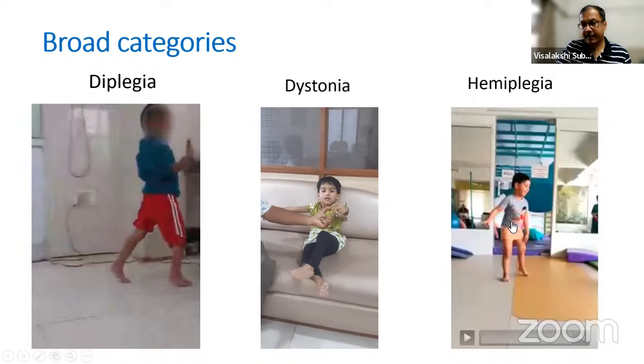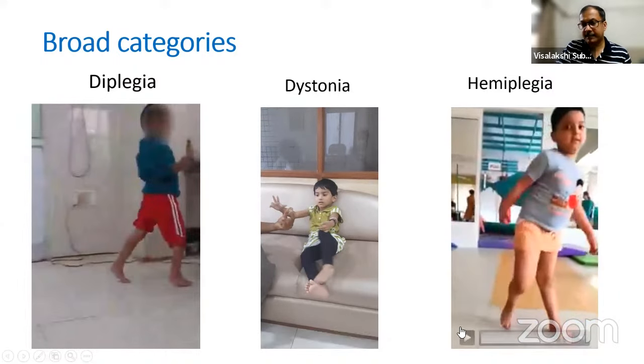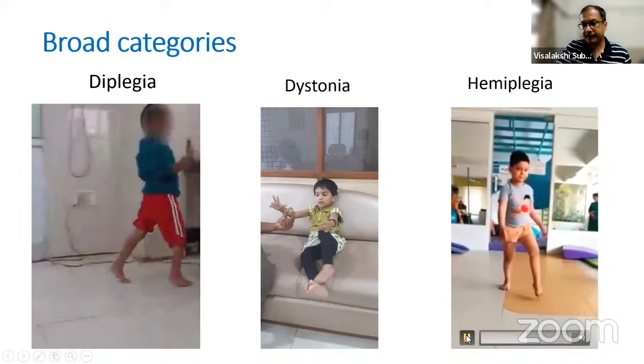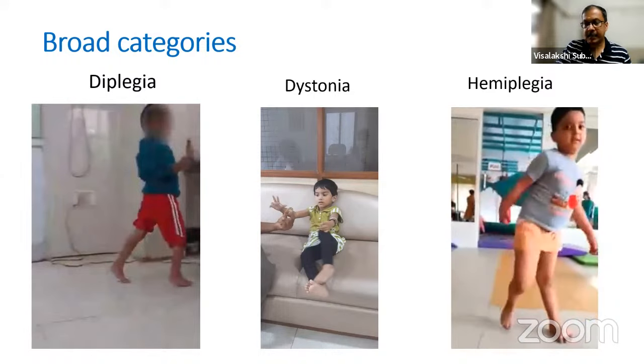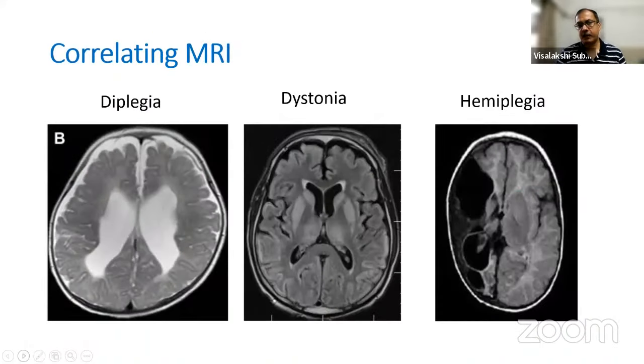Or you could have a hemiplegia. So this is a child, you can see a very clear left-sided hemiplegic gait. And really, when we talk about these children, we need to have a correlating MRI. So the MRI of a diplegic, probably a history of an ex-premature child, would show these kind of wavy ventricular margins with periventricular leukomalacia. So we are happy then that yes, this is a diplegic cerebral palsy.